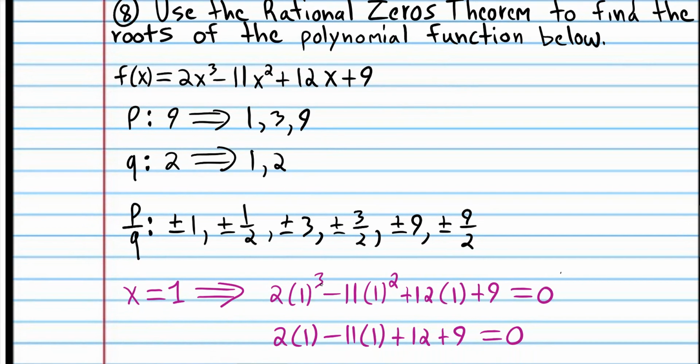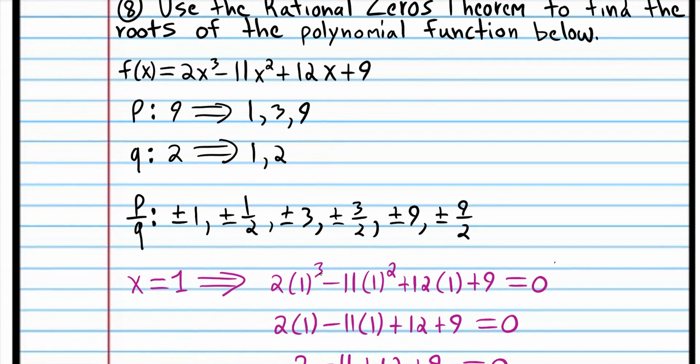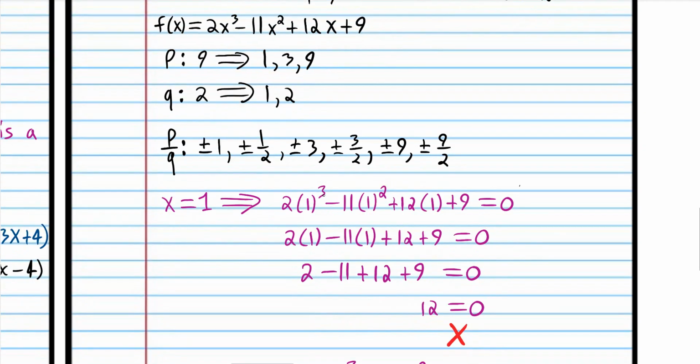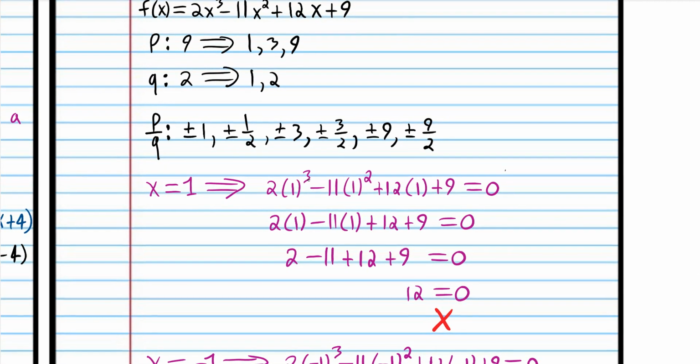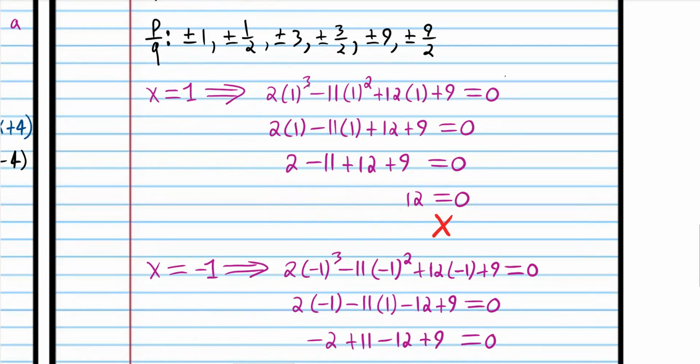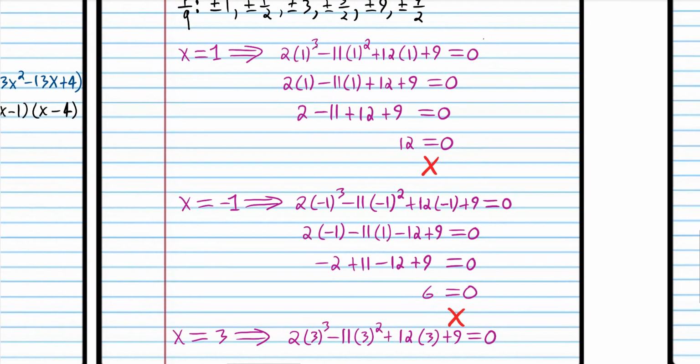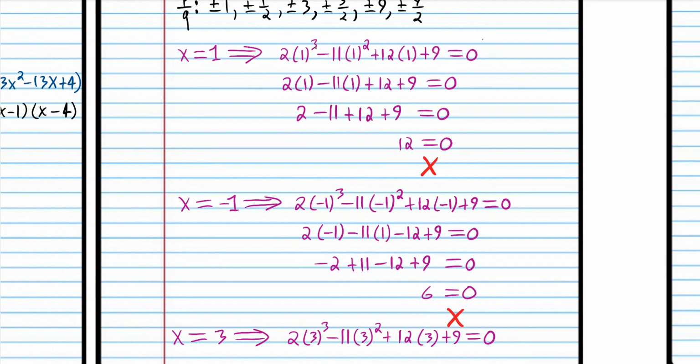Now, again, we're going to start with 1. We always start with 1, so we're going to plug it in to this expression here and see if it equals 0, and it does not equal 0. So now we're going to go to -1, plug it in, see if it equals 0, and it does not equal 0. So we tried 2 potential solutions, they didn't work.